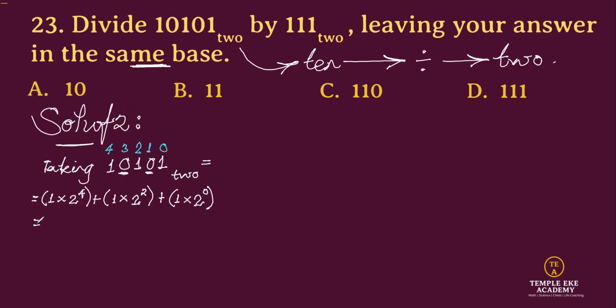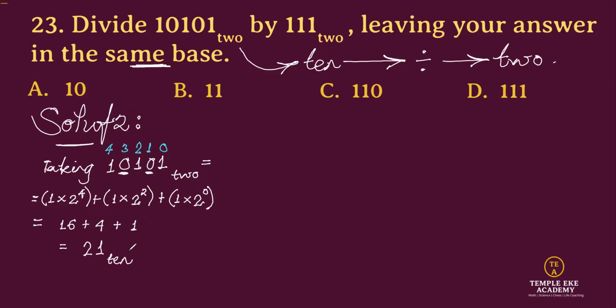Now let's evaluate each of the units. 2 to the power 4 gives us 16. 16 times 1 is still 16. Plus 2 to the power 2 is 4. 4 times 1 gives us 4. And then we have plus 2 to the power 0 gives us 1. Any number to the power 0, according to the law of indices, is 1. Now 1 times 1 gives us 1. And by adding these values up, we're going to get 16 plus 4, 20. 20 plus 1, 21 in base 10, of course.